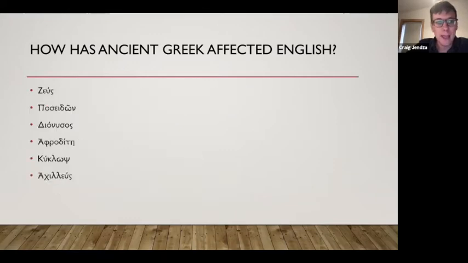So now what I'm going to do is take away our English letters and see if we can take a stab at pronouncing these words. And I'll give you a hint on this slide. They're all from Greek mythology. So if anyone knows the gods or anything like that, that would be very helpful. Does anyone think they could take a stab at pronouncing that first one?